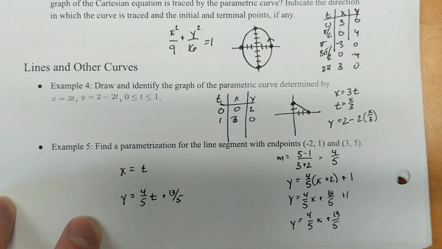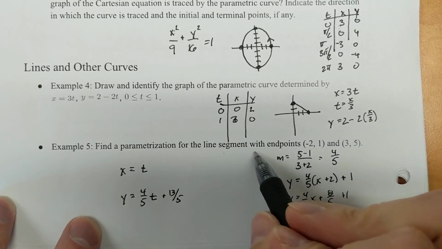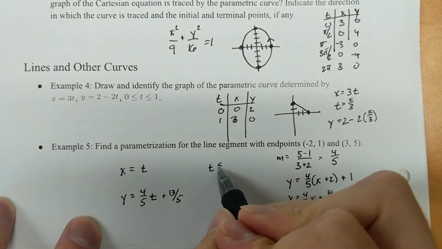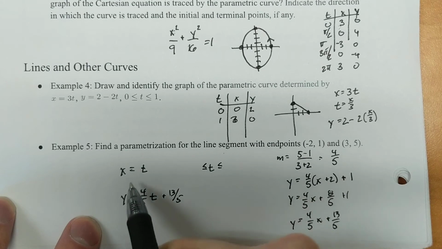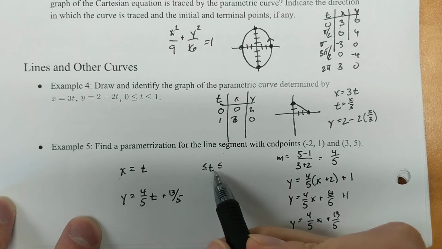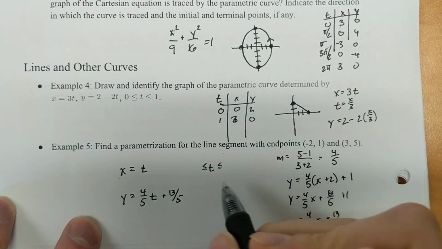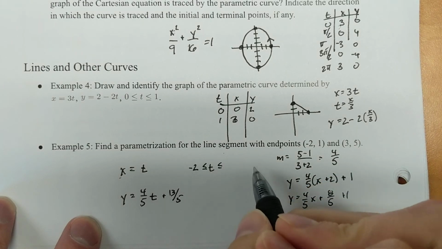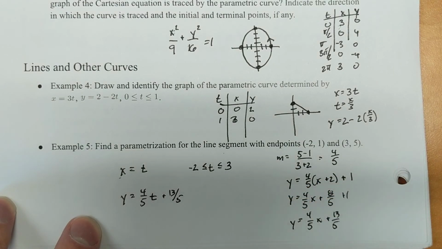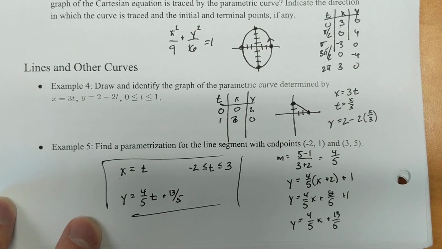Now there is one restriction. I need to restrict this because it's a line segment, so t has to stay between a couple values. Since x and t are the same thing, t has to stay between the same values as I have over here. So t has to be between -2 and +3. So this right there would be your solution, the x and y equation with the restriction. Looks like that's the end of the section.